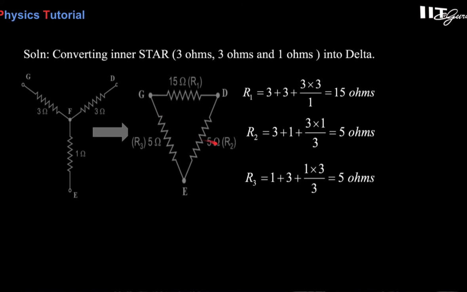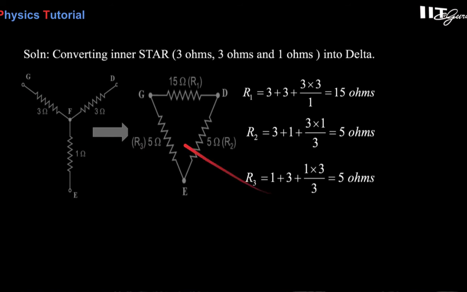Similarly, R2, that is between E and D. So between E and D, what are connected? 3 and 1 ohm. So (3 plus 1) and 3 into 1 upon this 3, this 3 is in the denominator.